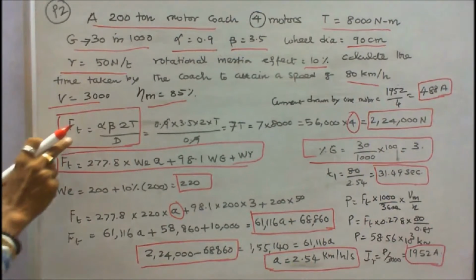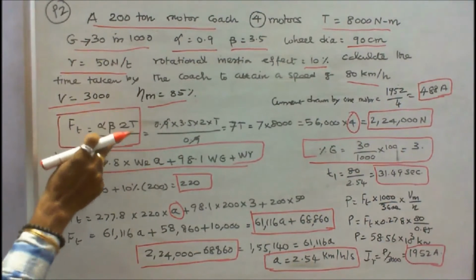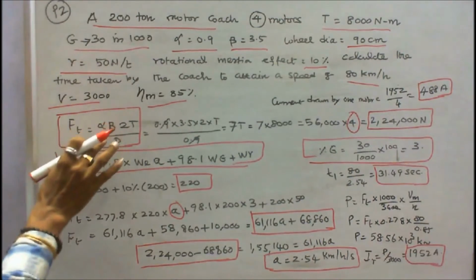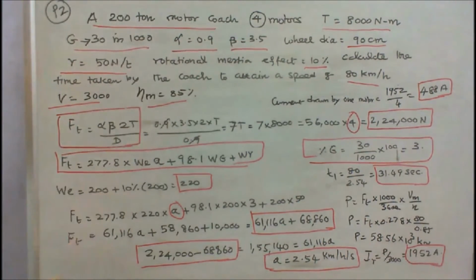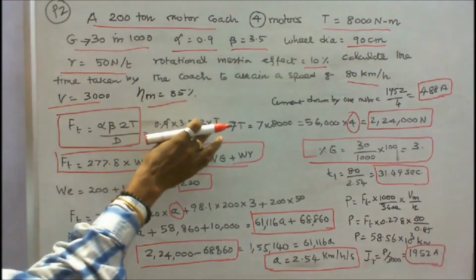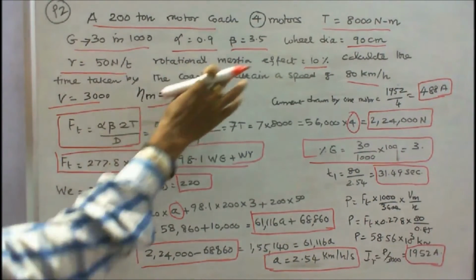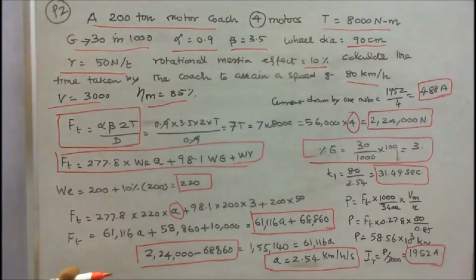We know that Ft is equal to alpha into beta into 2 into T divided by capital D. We know all the values. We know alpha, we know beta, and we have to find T. Here the diameter is given as 90 cm, therefore 0.9. We get 7 into T.